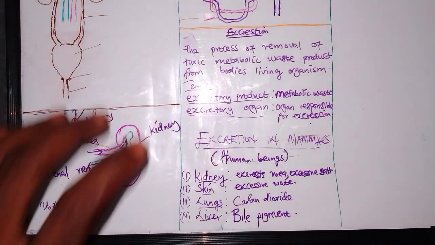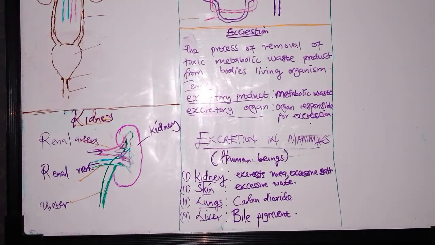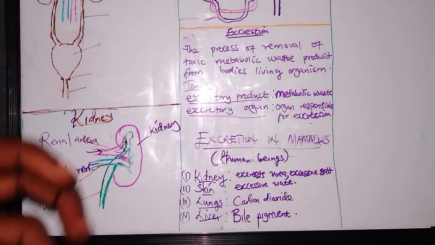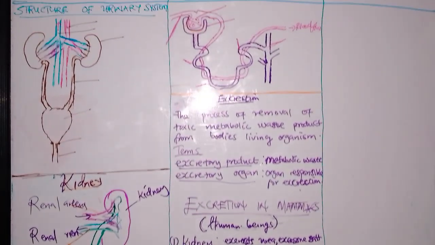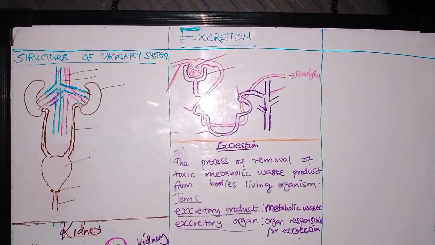So now that you have understood the function and the structure of the kidney, we are going to look at what is known as the urinary system or the excretory system. This is the system which is responsible for excreting what? Urine. Yeah, so this system was basically designed to excrete urine. So how does the urinary system look like? The urinary system looks like this.